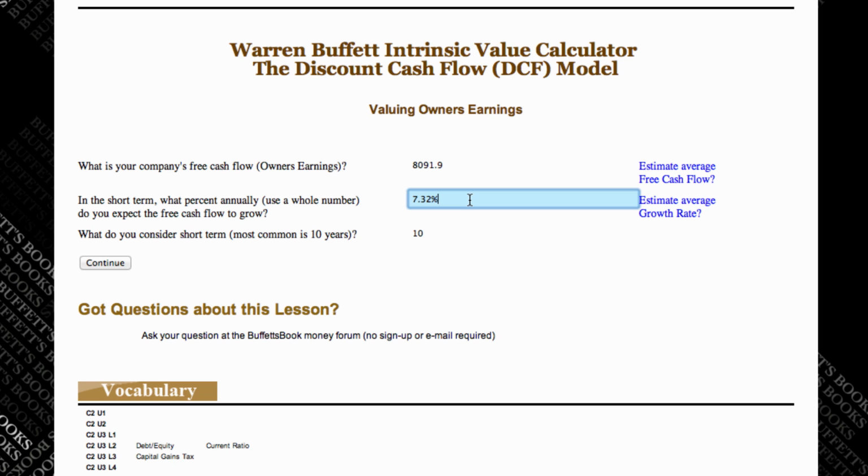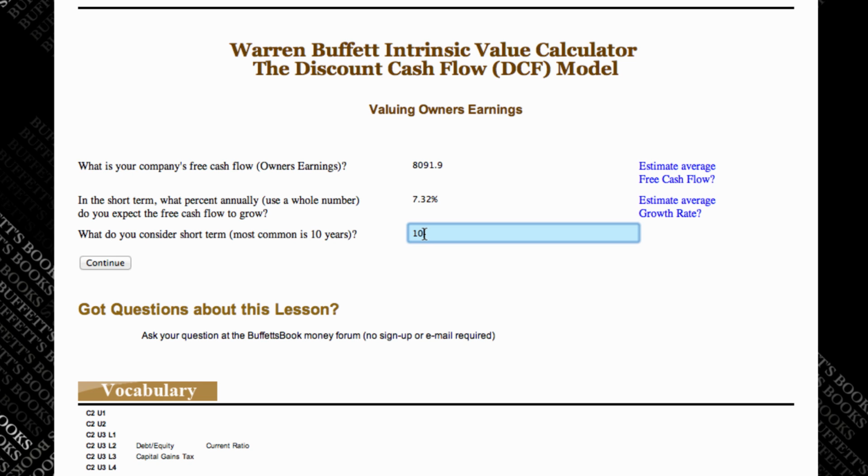That's the tools there for you to kind of manipulate the number to figure out what you think is a conservative estimate. If you have numbers that are kind of sporadic, you might want to pick the ones that are the lowest to kind of give you a very conservative estimate of what you think the value of the company is ultimately. So the next input that we have is, what do you consider short term?